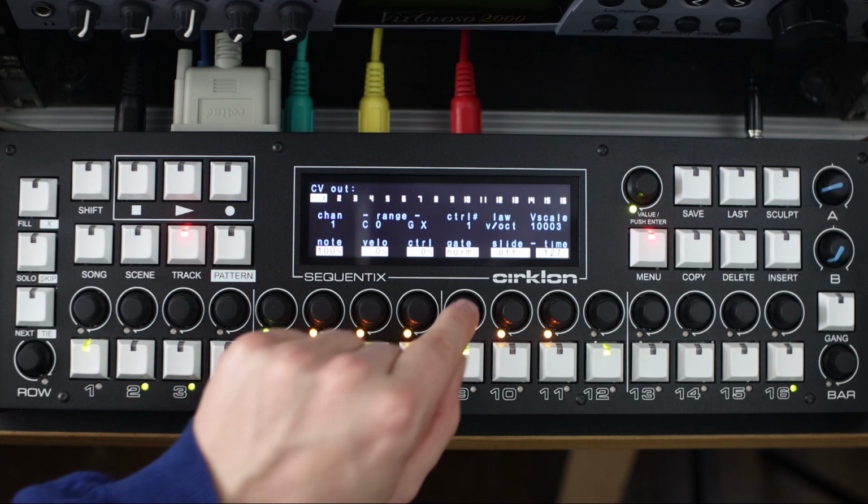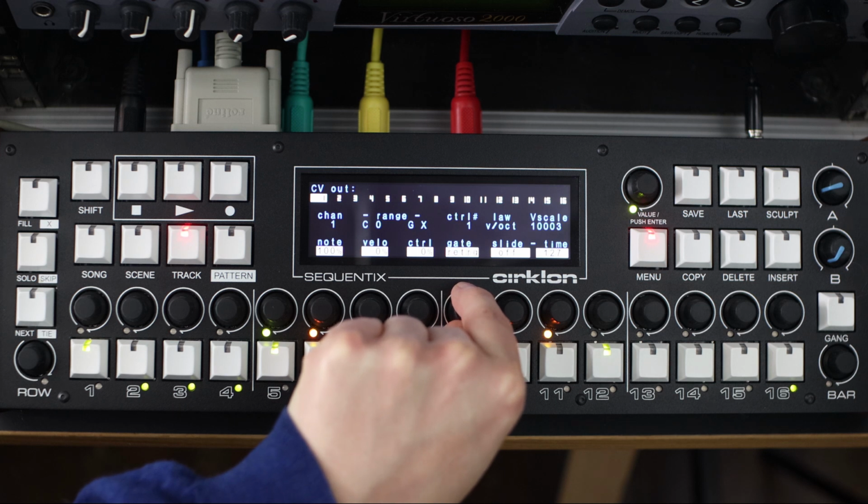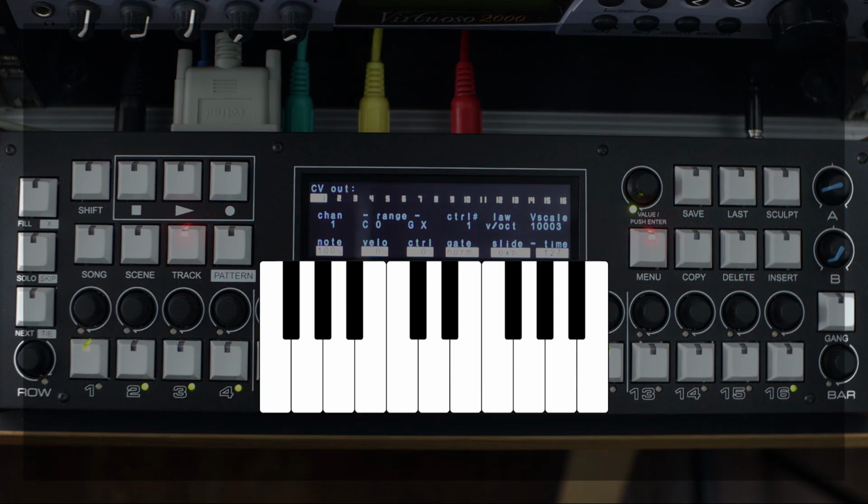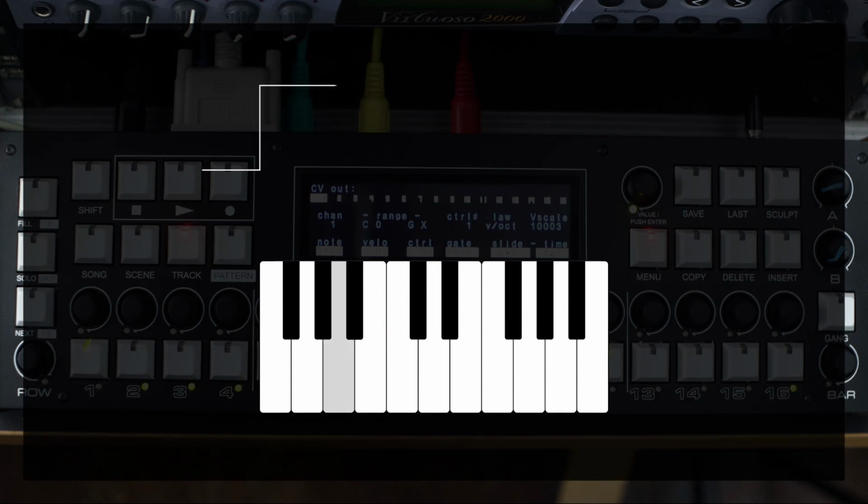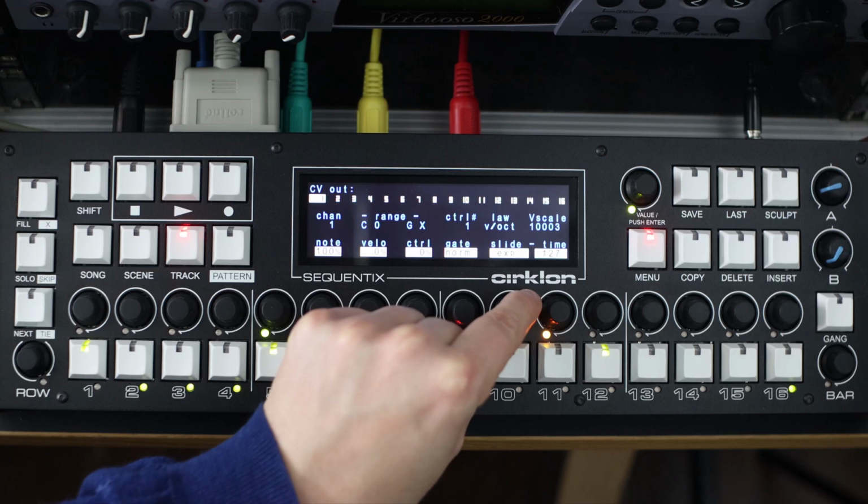The next field is gate. There are two gate modes, normal and retrig. These deal with how the Cirklon handles overlap in notes. In normal, the gate will continue to stay high while the notes overlap. In retrig, every overlap in notes will cause a small break and the gate will retrigger the envelope.